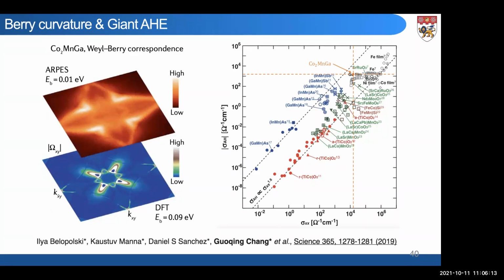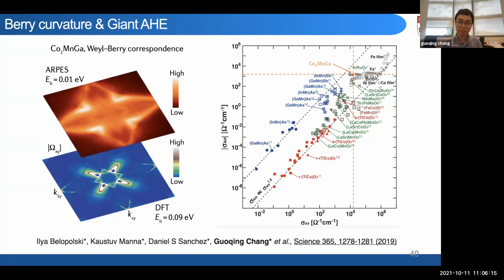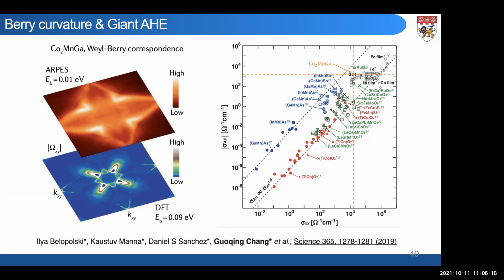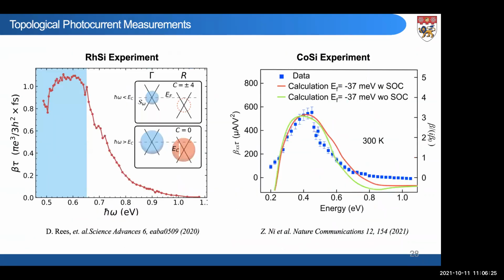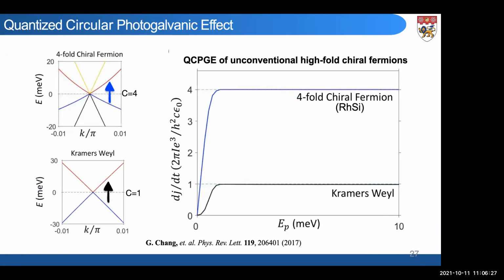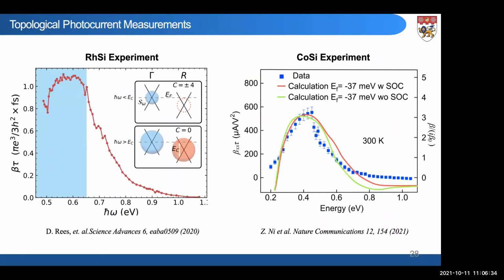Actually, I have another question regarding the quantized CPG for multifold Weyl node. In the experimental measurement, it seems that, maybe it's a very stupid question, but why does it seem that the current will increase when we increase from a very small photon energy to the plateau? I'm wondering why that is so. Is there an explanation?